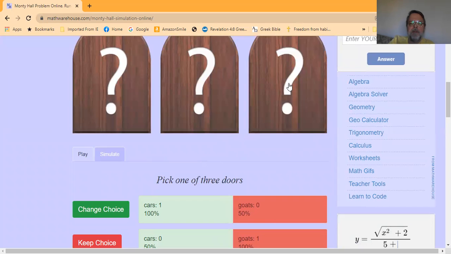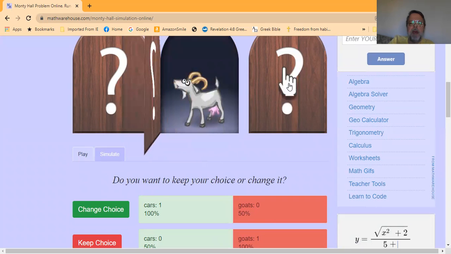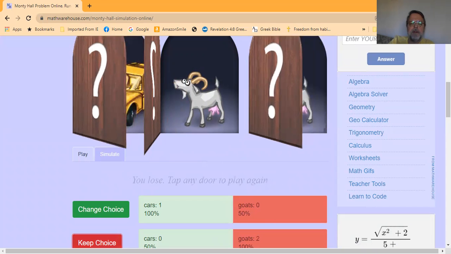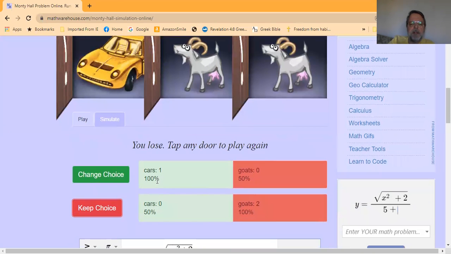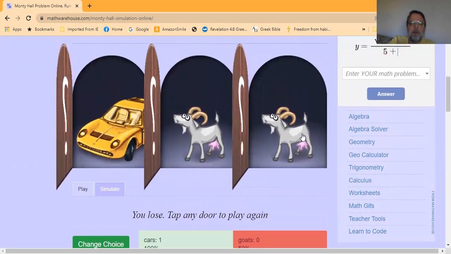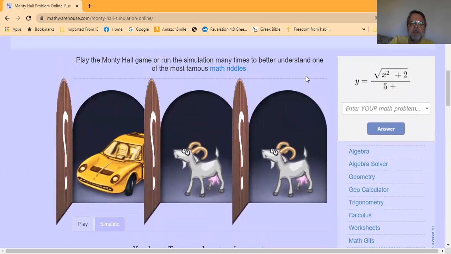Say if I pick door number three and there's a goat behind number two, I'm going to stick with number three, keep choice, and I lost. So we could keep doing this over and over, and this is supposed to keep track of how many times we won or lost. And you can do that if you want, but I want to show you something that will explain this problem much better. Let me stop the share here for a moment.